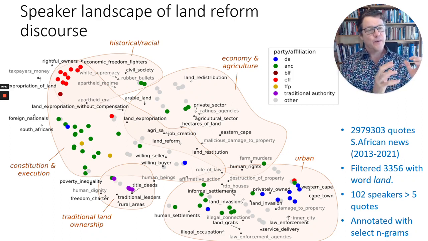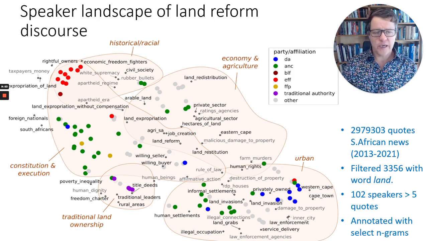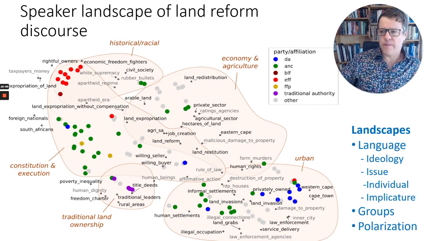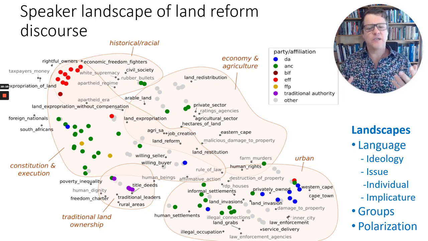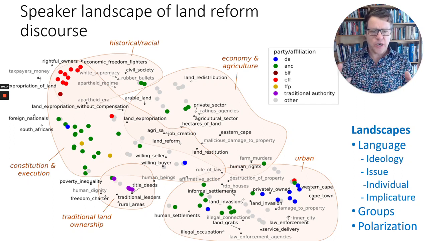Some of them here are closer to the Democratic Alliance, and others more closer to the Economic Freedom Fighters. And so this is just an initial demonstration. So some of the things that we learn from this about word embeddings and these landscapes is they are made up from language. They're constructed out of language. It's all the words that these speakers have used to construct their position within the space.